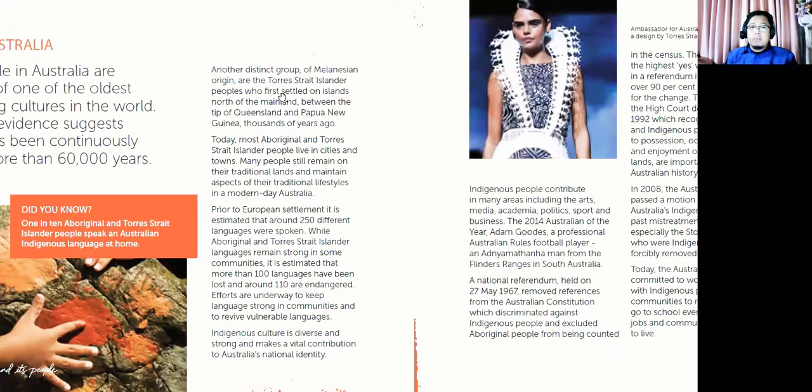Another distinct group of Melanesian origin are the Torres Strait Islander peoples who first settled on islands north of the mainland between the tip of Queensland and Papua New Guinea thousands of years ago.